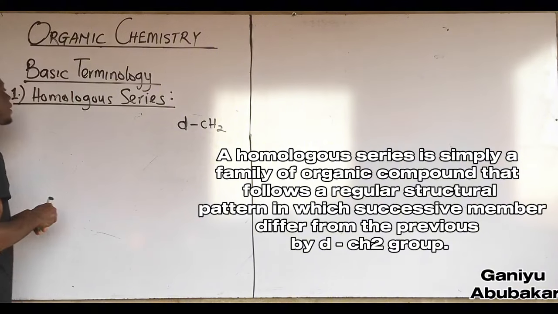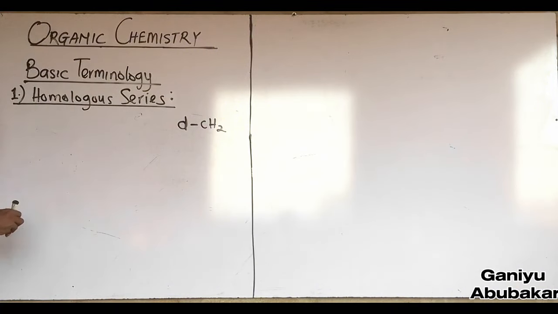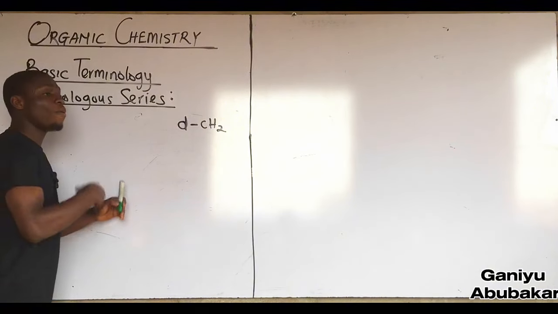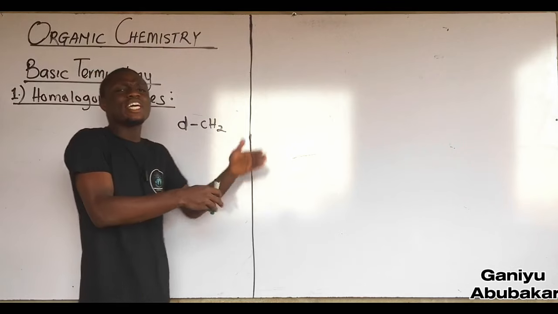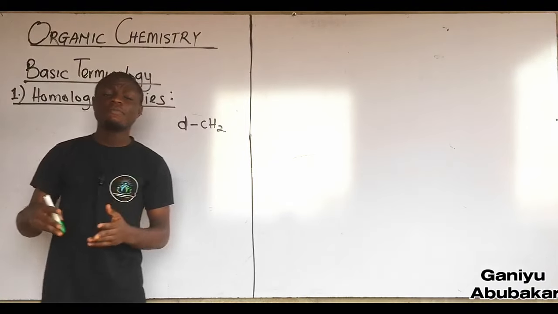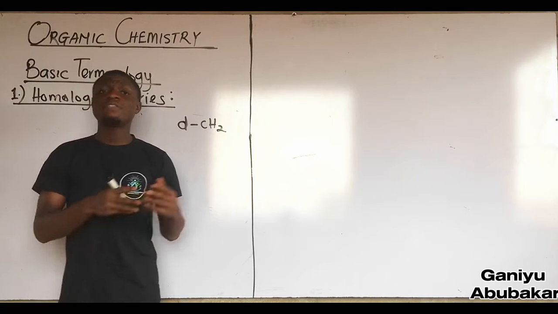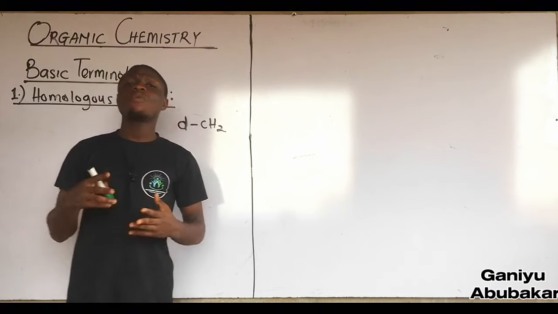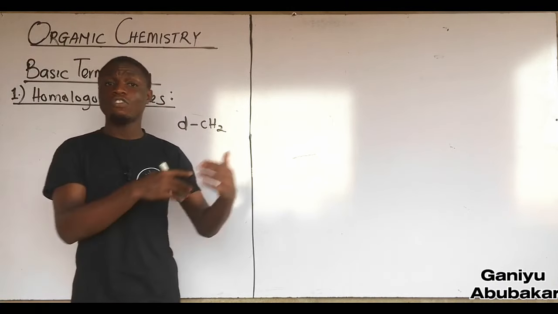So I'm saying that a homologous series is simply a family of organic compounds that follows a regular structural pattern in which successive members differ from the previous by the CH2 group. It means that for every new member, if I take away the CH2 group, I will get the previous one.